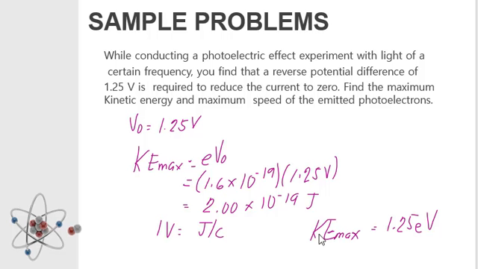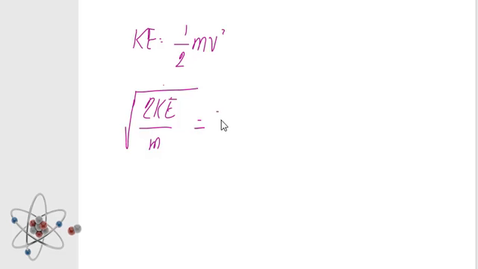Here we now have kinetic energy equals 1/2 mv squared. Our kinetic energy is 2.00 times 10 to negative 19. So let's derive an equation for velocity. We have the square root of 2Ke over m, and then we will have the velocity, or the maximum speed of the emitted photoelectrons.